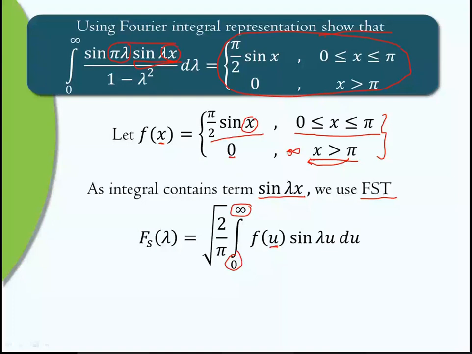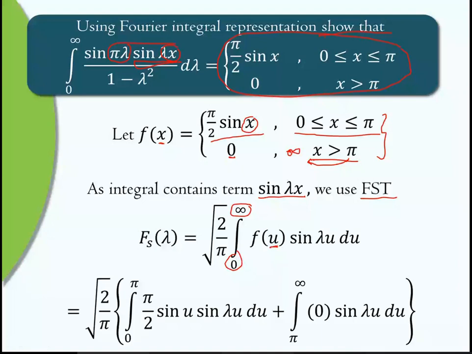So it will be root 2 by pi as it is, integral 0 to pi. Between 0 to pi, it takes the value pi by 2 sine x, so it will be pi by 2 sine u, sine lambda u as it is, du, plus between pi to infinity, the function takes value 0 into sine lambda u du. But 0 into sine will be 0, and the integration of 0 will be 0. So all this integration will be 0. So you just have to solve the first integration.